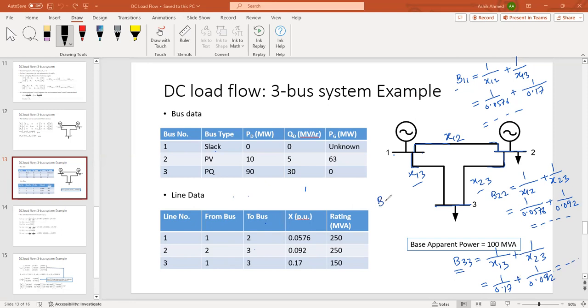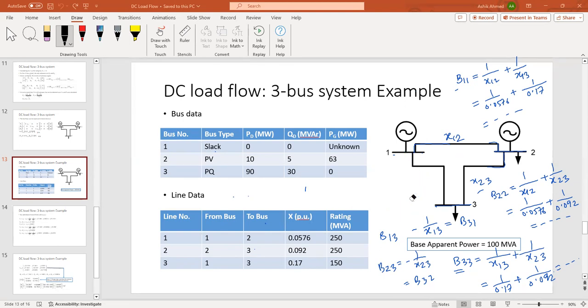What about B12? B12 is simply minus 1 upon X12, and that is equal to B21 because of the symmetric nature of the matrix. What about B13? That is minus 1 upon X13, which should be equal to B31. And what is B23? It is minus 1 upon X23, and that should be equal to B32. So these are the steps that will help you find the entries of the B matrix.